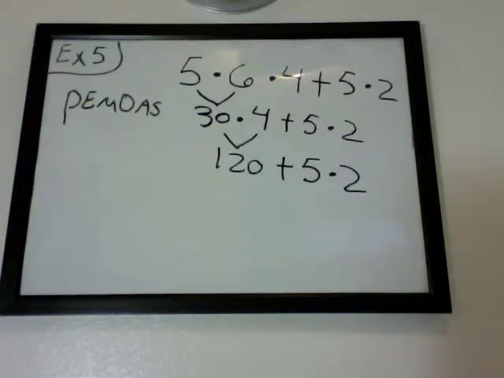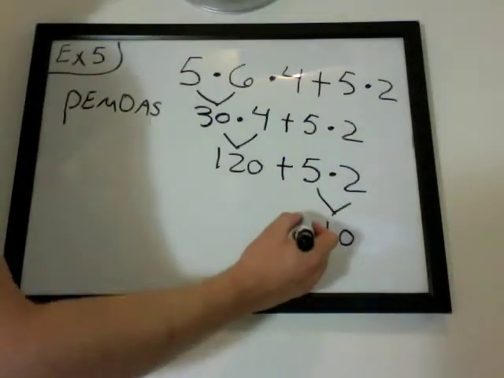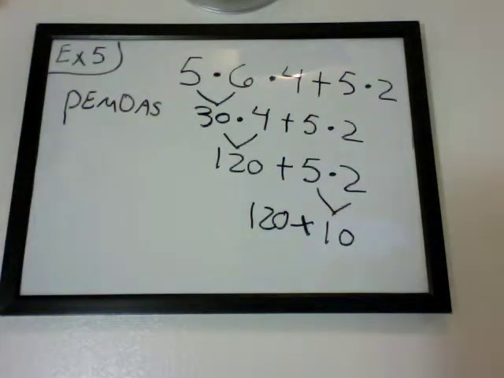Now we have multiplication on the right hand side. 5 multiplied by 2, which you would get 10. Now bring down your 120. Don't forget your addition sign. Now add those together and you get 130. And that would be your final answer.